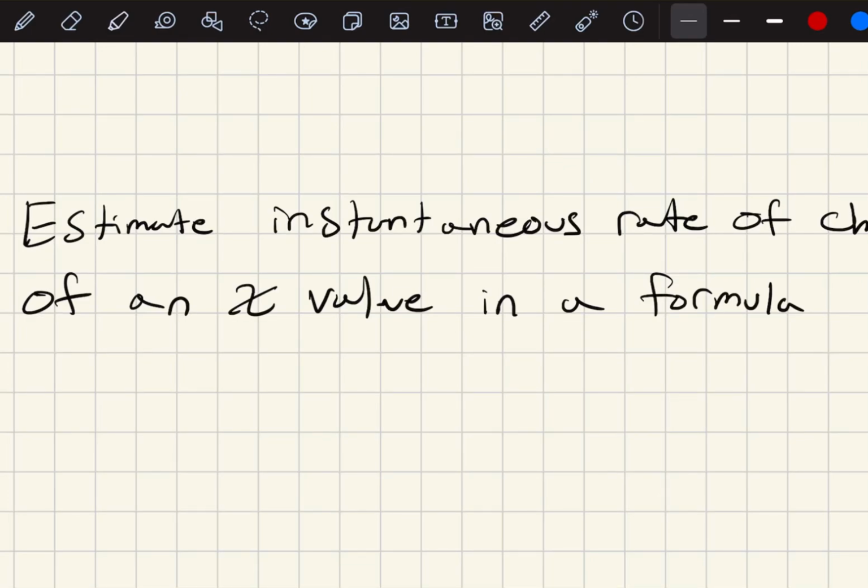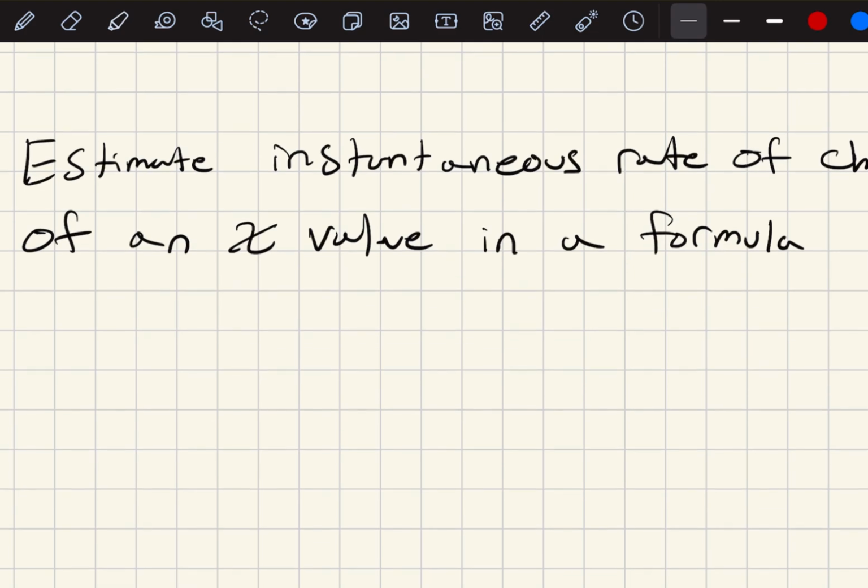Hello, my name's Jacob, and I'm going to be showing you how to estimate the instantaneous rate of change at an x value in a formula. To start off with, I'm going to give us a problem from our homework.